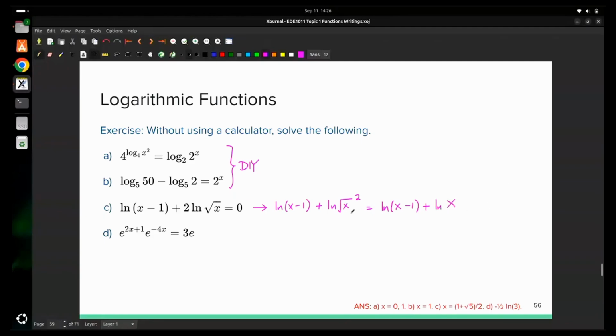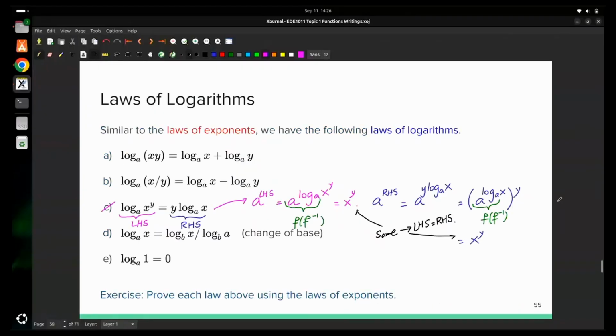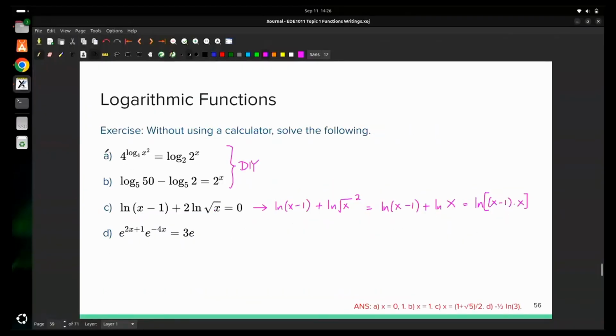Okay? But then if you look at this ln x minus 1 plus ln x, plus. So plus become the arguments multiply. So become ln, big bracket, x minus 1 times x. Okay? Of course, I'm using the first law here. So therefore, it's really x times x minus 1 equals to 0. Or am I wrong? Hold on. Is that right? My answer is 1 plus root 5 over 2. Correct.